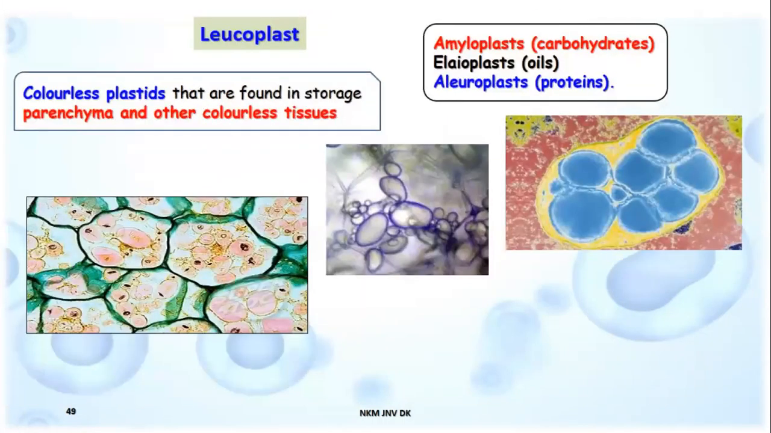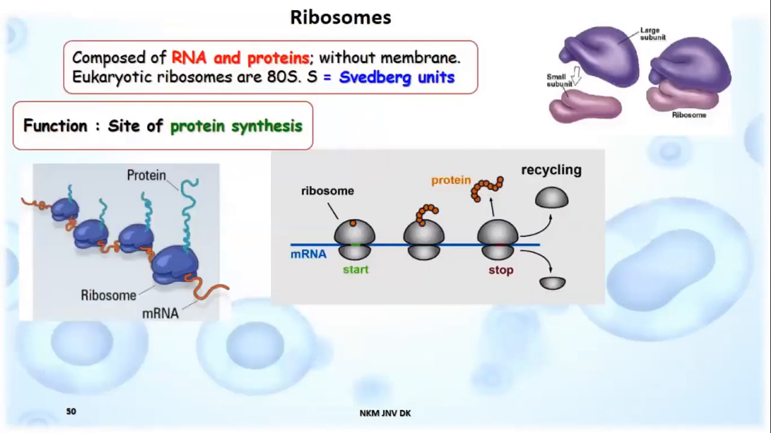Leucoplasts, colorless plastids, are found in storage parenchyma and other colorless tissues. Amyloplasts store carbohydrate, elaioplasts store oil, and aleuroplasts store proteins. Ribosomes are composed of RNA and proteins without a membrane. Eukaryotic ribosomes are 80S, where the Svedberg unit is S. Their function is the site of protein synthesis.